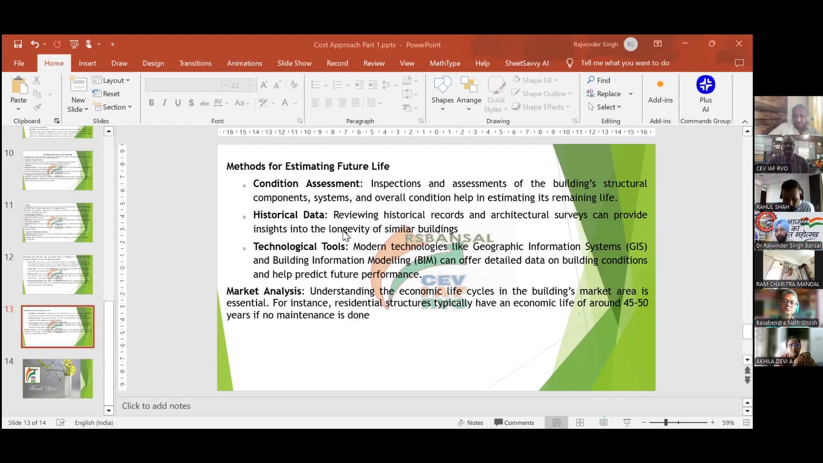Then from historical data, historical records, and architectural surveys, they can provide insights into the longevity of similar buildings. And with the help of technological tools. Modern technological tools like geographic information system and building information modeling can offer detailed data on building conditions and help to predict future performance.